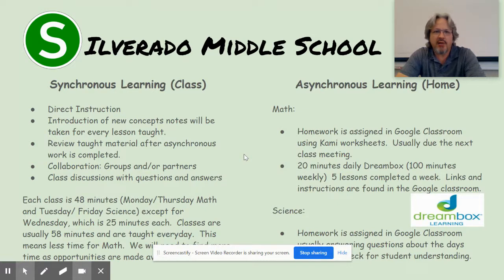We open the content together, the books, any instruction that I have for the day, and usually an introduction to these new concepts requires note-taking, so students will be required to take notes every time I ask them to. Pretty much every time I teach, they need to write something down. So hopefully the students have some science notebooks and math notebooks. After it's taught, we review text material that was taught for asynchronous work, review some homework before we move on to the next topic, with a lot of collaboration when students are actually in class.